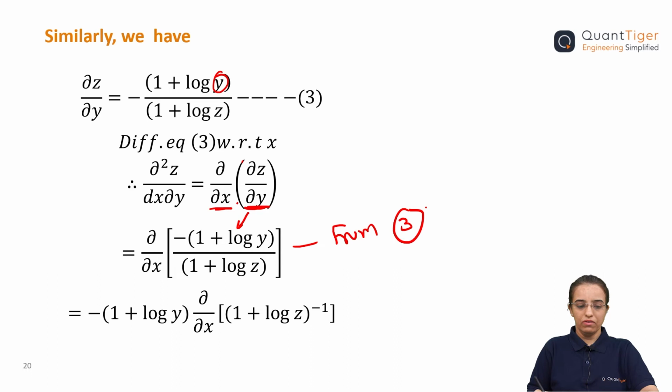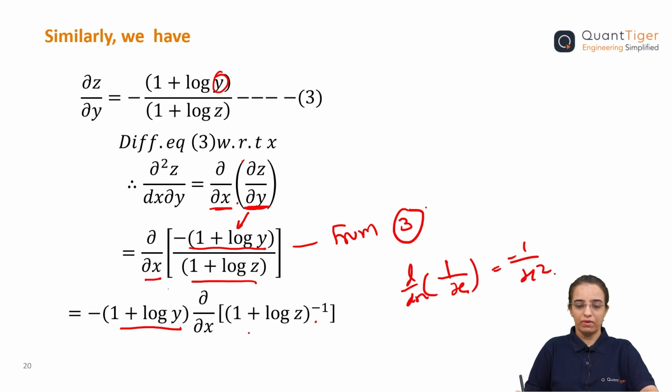Now here, since we are differentiating with respect to x, y will be our constant. Since this whole term became constant, I kept it outside, and whatever is left I have differentiated with respect to x. Since this 1 plus log z is in the denominator, I put it to the power minus 1. It is like considering it as 1 upon x, and we know that the differentiation of 1 upon x is minus 1 by x square. So the same thing we will do here.